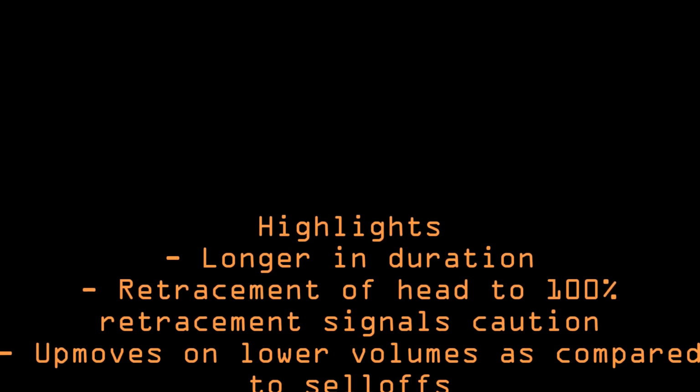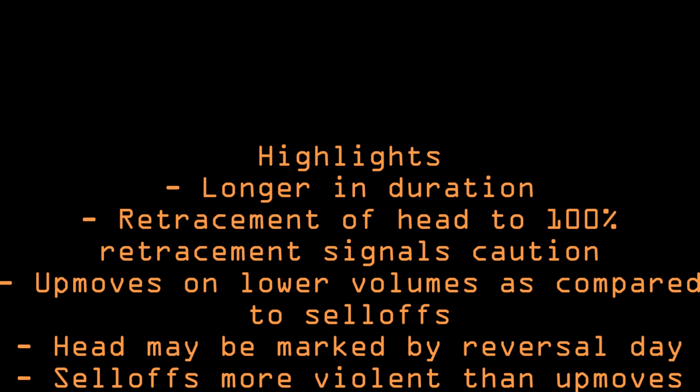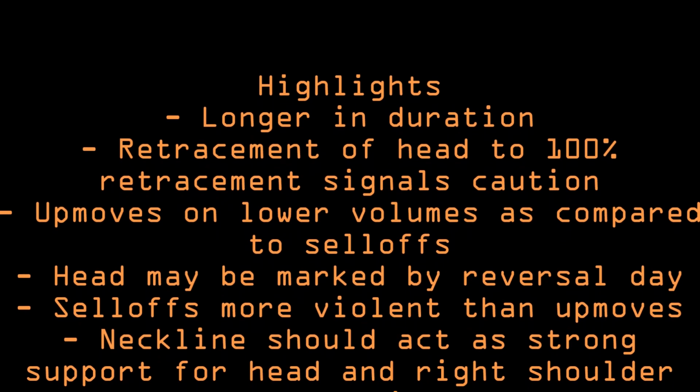So next we look at the inverse head and shoulders pattern, and we also look at some examples of head and shoulder patterns in live charts.